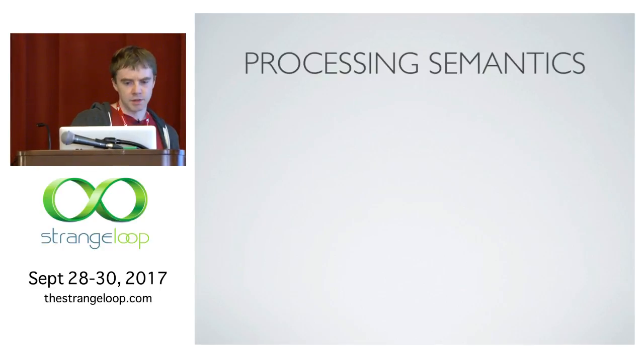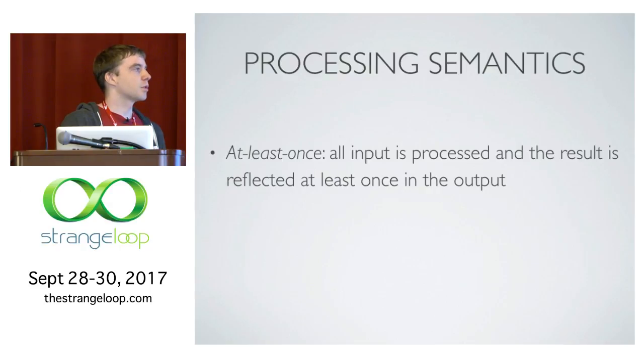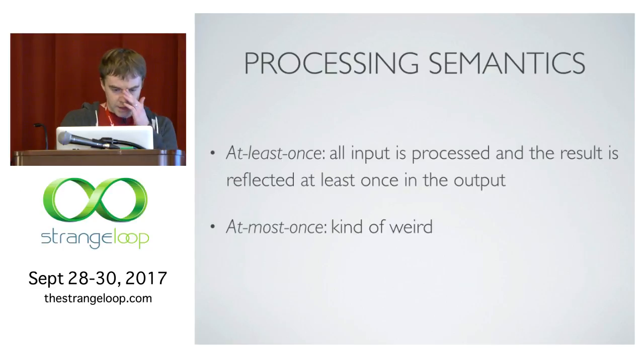So let's talk briefly about the semantics that are possible. It's not comprehensive, but this is sort of the typical few. At least once, this is the default in Kafka, and it's what was only possible, or the limits of what was possible, in Kafka prior to 0.11, and it basically means that all input is processed and the result is reflected at least once in the output. So it means there could be duplicates. At most once, it's kind of weird, but it means you can accept some message loss, but you just don't want duplicates. It's mostly useful to talk about for pedagogical purposes.